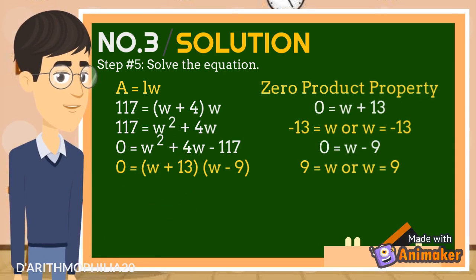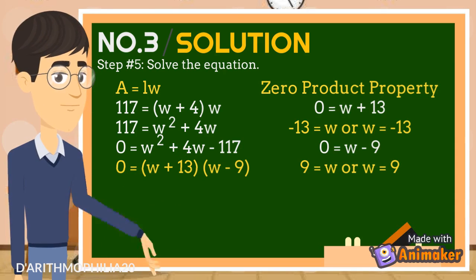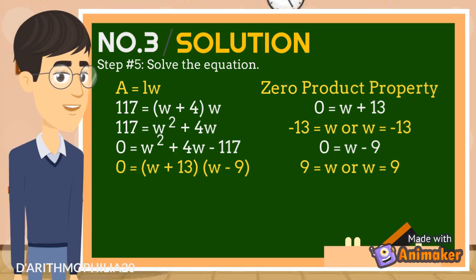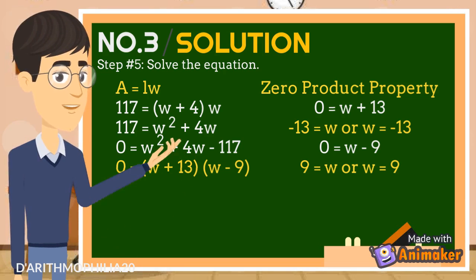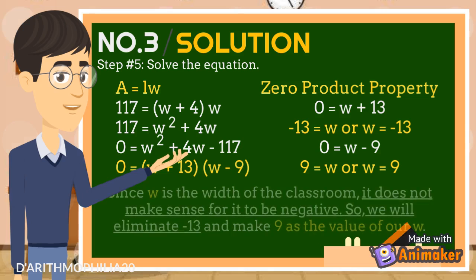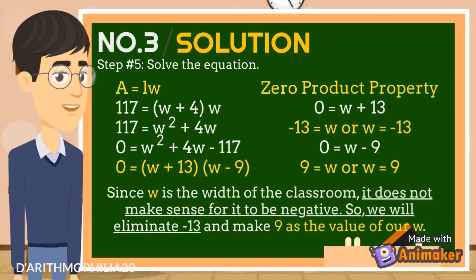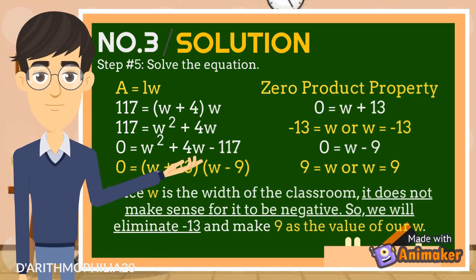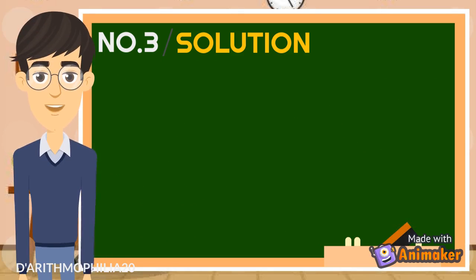Applying the zero product property that we have discussed earlier, we can now get the roots or values of W. First, 0 equals W plus 13. This will give us the value of W, which is -13. Second, 0 equals W minus 9. This will give us 9 as the value of the second W. Since W is the width of the classroom, it does not make sense for it to be negative. So, we will eliminate -13.